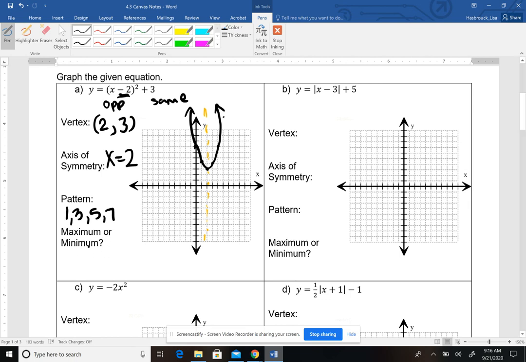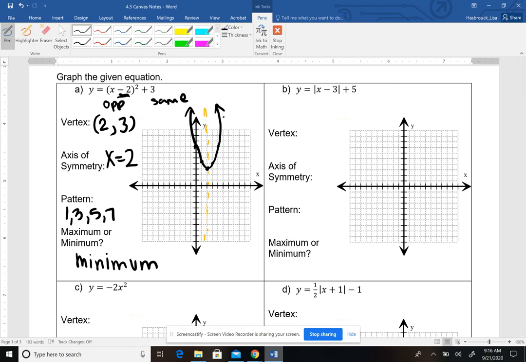When they ask about maximum or minimum, they're referring to the vertex. The vertex is the minimum if it's the lowest point of your parabola. It's a maximum if it's the highest point. So in this case, it is a minimum. And we're done with that problem.